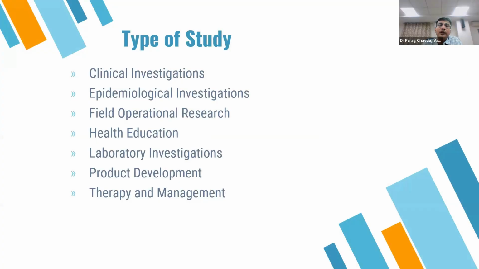The next one is type of study. So we'll get a little clarity as to what these different types of studies mean. So it is clinical investigation, or something that can happen with regard to history taking in the clinical departments, or getting physical examinations of the patients. It could be epidemiological investigations where you go to the field, let's say, do house to house surveys and get some information from people. Or it could be field operational research.